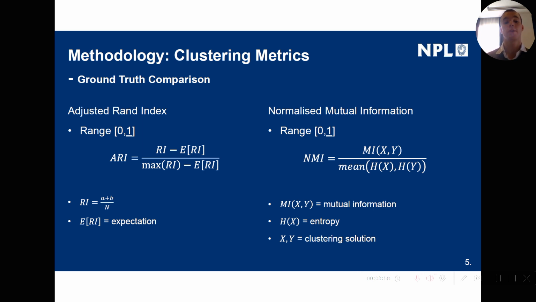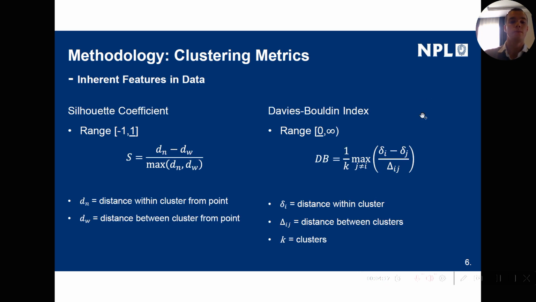Normalized mutual information works in a similar way, and this also has a range from 0 to 1, where 1 is the best score. But this works by computing the mutual information between your clustering algorithm solution and your ground truth. And then this is normalized by the entropy of your data and your clustering algorithm solution as well.